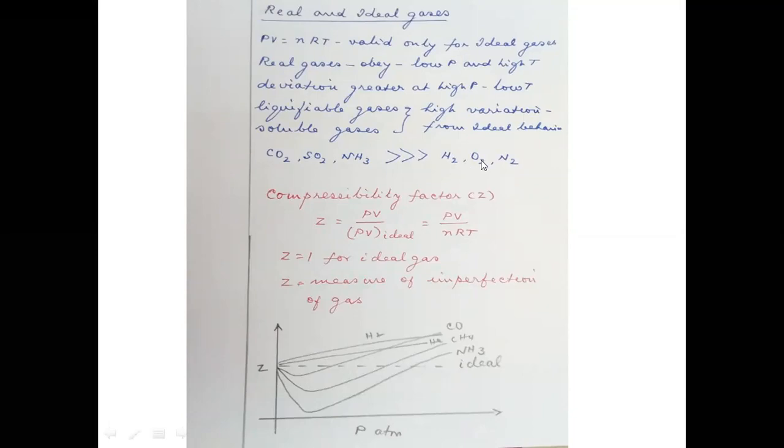But for hydrogen, oxygen and nitrogen, the deviation is very small because they are not easily liquefiable. They are not easily soluble, but they are soluble. Oxygen is soluble in water. If oxygen is not dissolved, no fish will survive. Hydrogen and oxygen can be liquefied. The rocket fuels, liquid hydrogen, liquid oxygen, even liquid nitrogen is available, but they are not easily liquefied. Whereas carbon dioxide, sulfur dioxide, ammonia are easily liquefied.